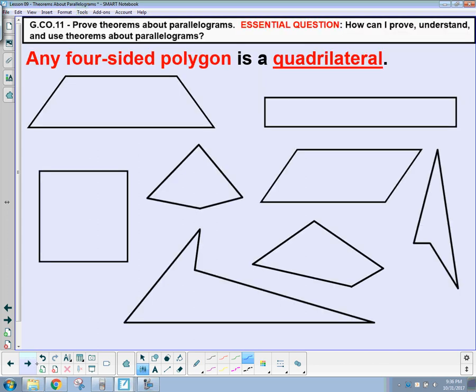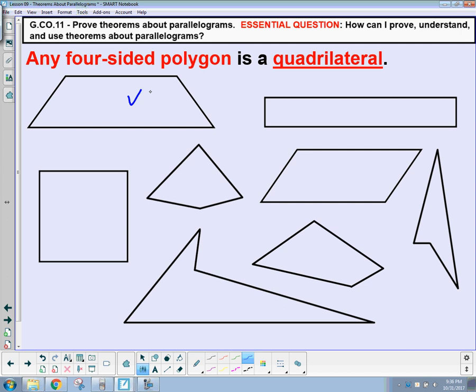So, we know what parallelograms are, but let's go over quadratics. Not quadratics, quadrilaterals. We already talked about quadratics. Now we're going to talk about quadrilaterals. So, any four-sided polygon is a quadrilateral.